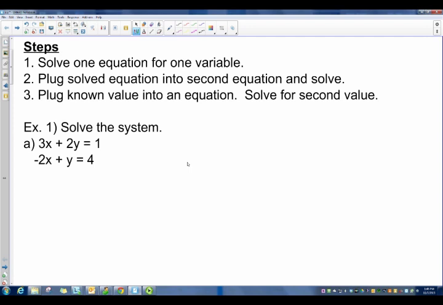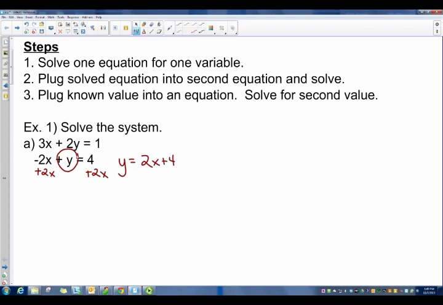So the smart way to go about these is to choose a variable that has a coefficient of 1, like this one. There's not a number in front of it. So we're going to solve and get that y by itself. Add the 2x to both sides and you end up with y equals 2x plus 4. So that's step number 1.